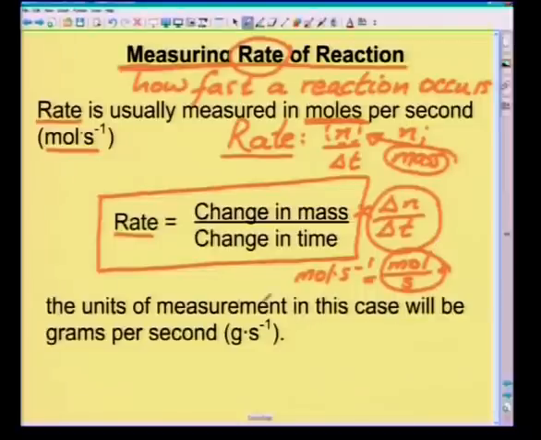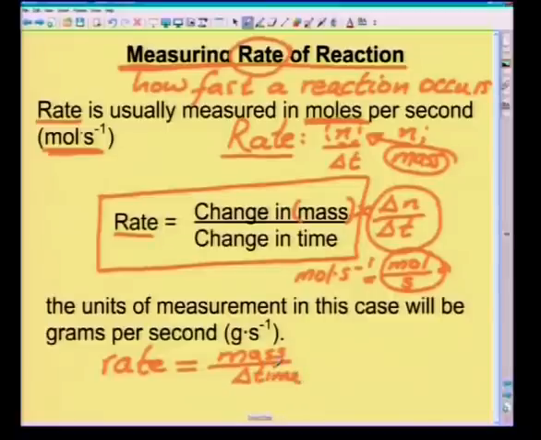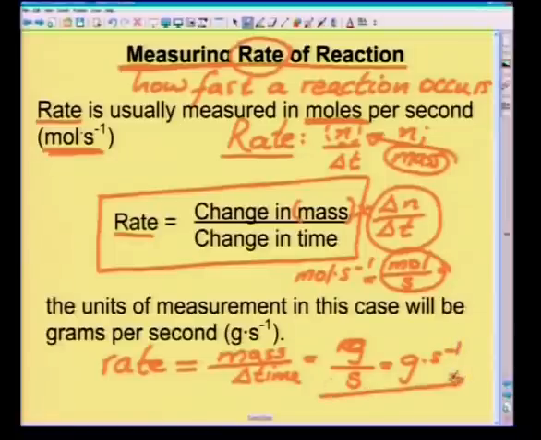So if we have not converted into number of moles, say we stuck with our mass, we know that mass in chemistry we measure in grams. So the rate this time is given by mass, or m, divided by change in time. Now mass is measured in grams, and time is measured in seconds. So the unit we're looking for here will be grams per second. Grams per second.